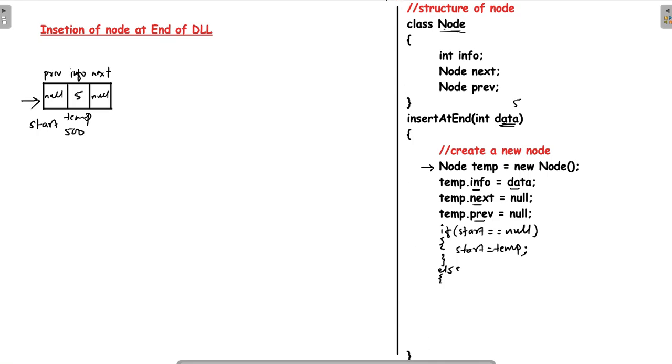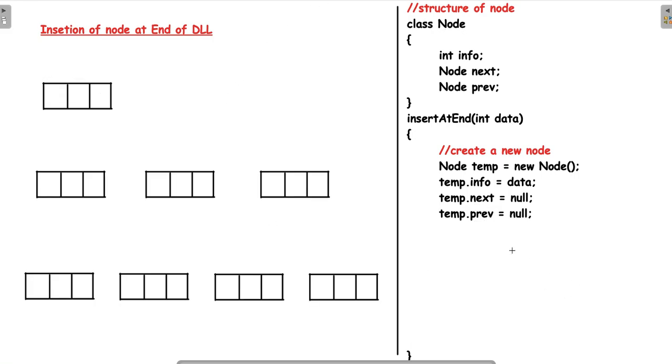So let us write that again. If you have the existing list, you will be writing here: if start is equal to null, then start is equal to temp. This is what we have just completed, and else, now we are in the else part.